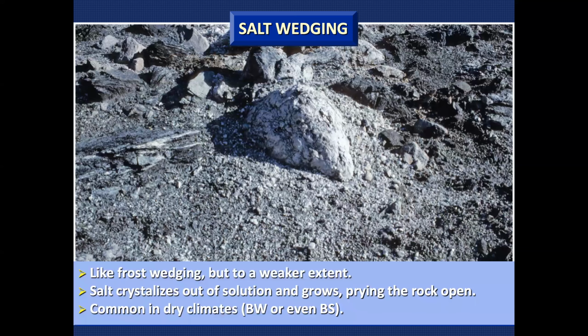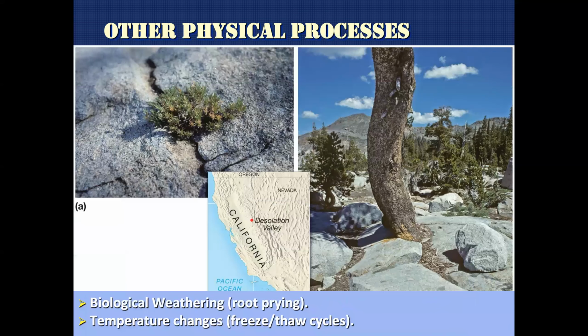Okay. Salt wedging is like frost wedging, but it is weaker. When salt crystals form and they grow and they pry the rock open, these are often found in drier BW or BS climates. Roots can do a very similar set of work. Roots are remarkably powerful. What a root can do is basically get in, and as it grows, it breaks apart the rock.